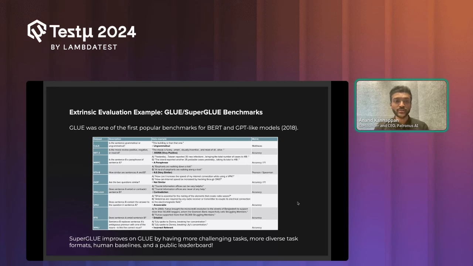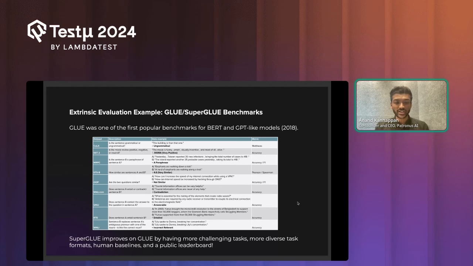GLUE was actually one of the first popular benchmarks for BERT and GPT-like models, and it became really popular in 2018. You can see some examples here around what that looks like. As you can see, GLUE included a number of different kinds of evaluation data sets that were bundled together to produce the whole benchmark.